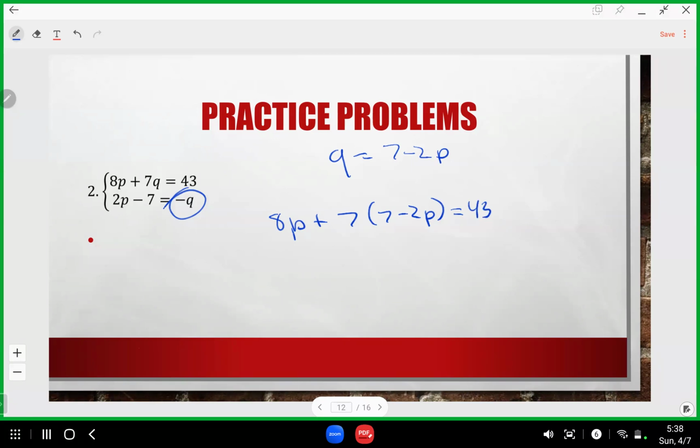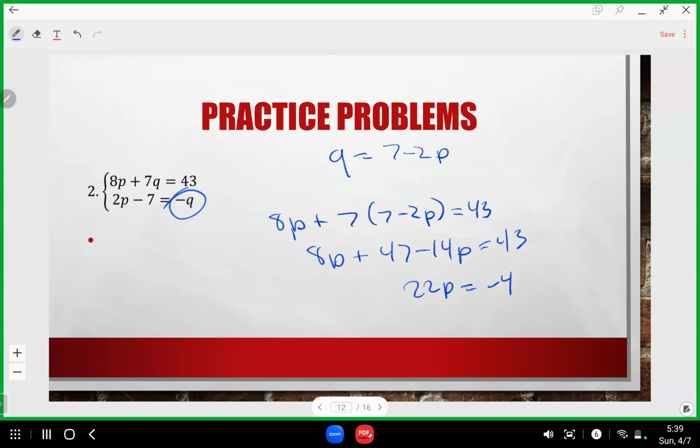And now we need to see what we do with this. It's just a one equation, one variable equation. So 8p plus 47 minus 14p is equal to 43. And let's see here. We have what, 22p is equal to negative 4. I don't think that's correct.